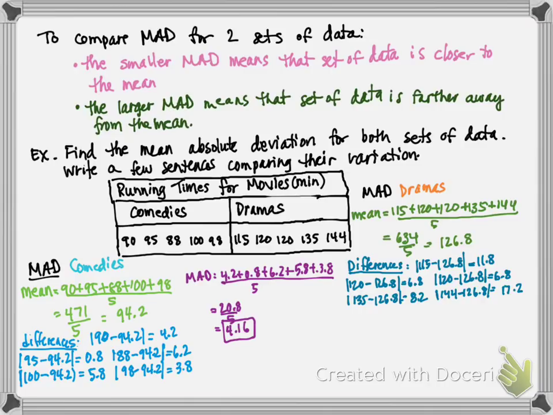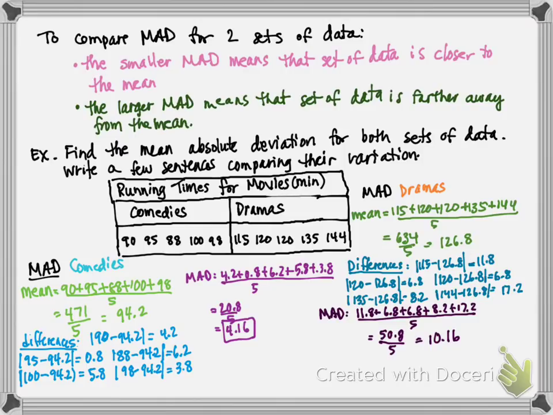So now we're going to get MAD. We're going to take all those absolute differences, 11.8 plus 6.8 plus 6.8 plus 8.2 plus 17.2. I'm going to divide that by 5. Put all those numbers into a calculator. We end up getting 50.8 divided by 5, which is going to equal 10.16. So what can we conclude?